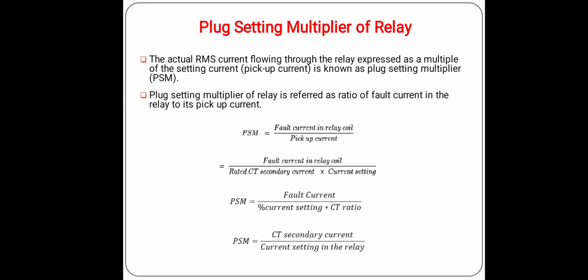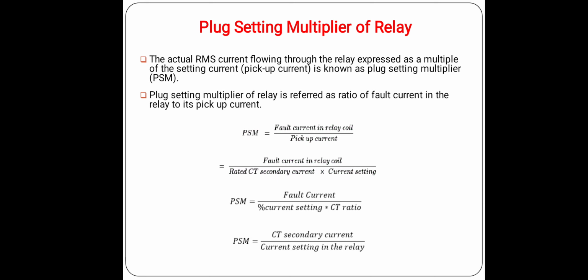Now what is the plug setting multiplier of the relay? This is a very important term. Plug setting multiplier is basically the actual RMS current flowing in the relay expressed as a multiple of the setting current. Here setting current is also equal to the pickup current. I am talking here about setting current, that means the pickup current.